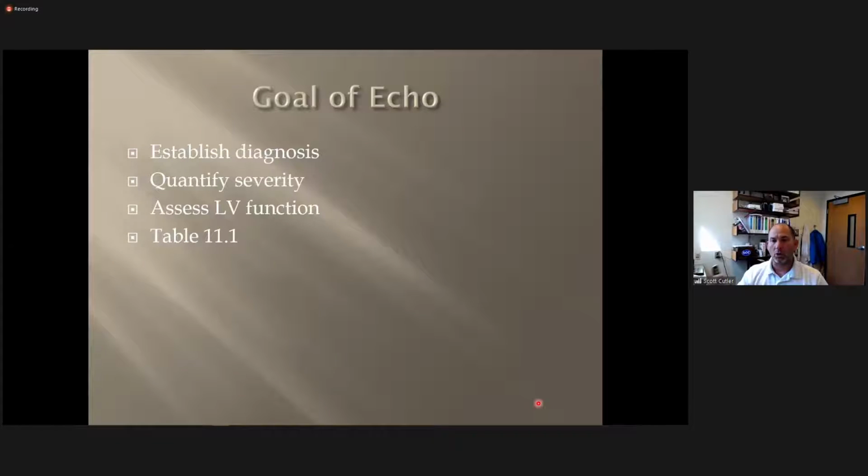All right, so what is the goal of echo? So our goal is always to prove what's going on. So we want to establish the diagnosis, we want to quantify what's going on, and assess the function, both systolic and diastolic. Okay, and in particular, since we're dealing with the aorta, we're going to be focusing on the left ventricle.